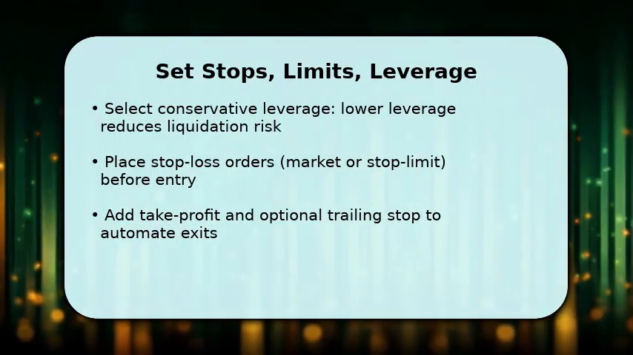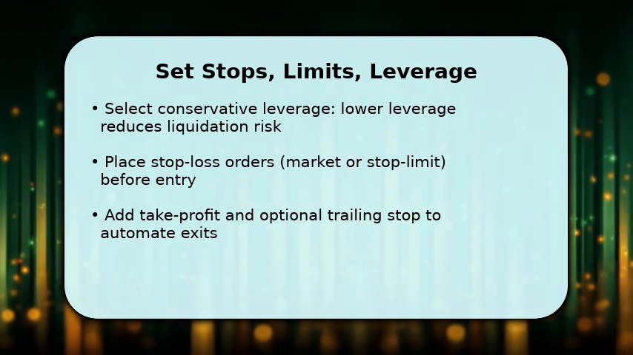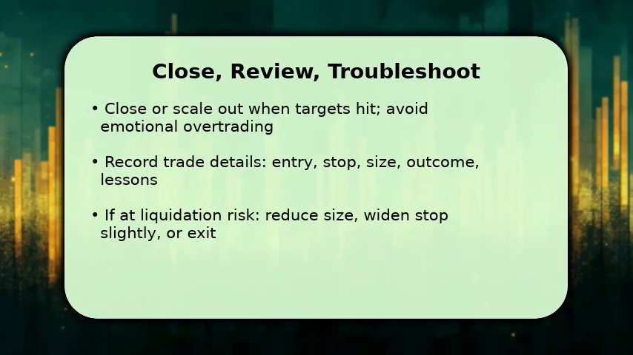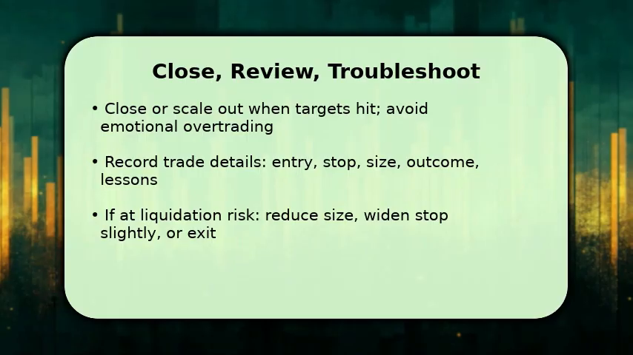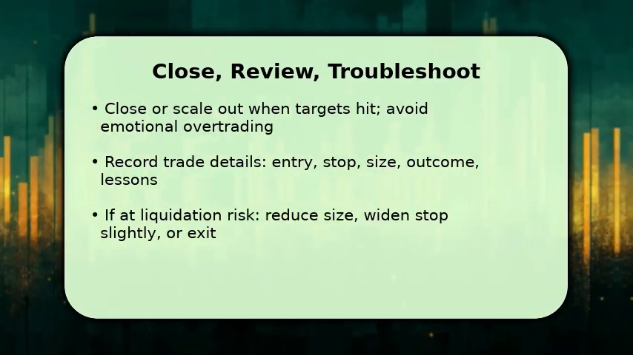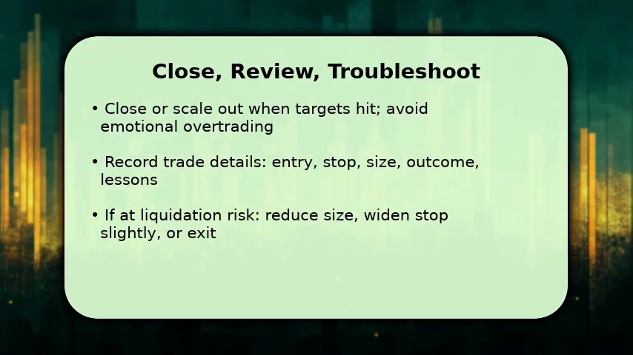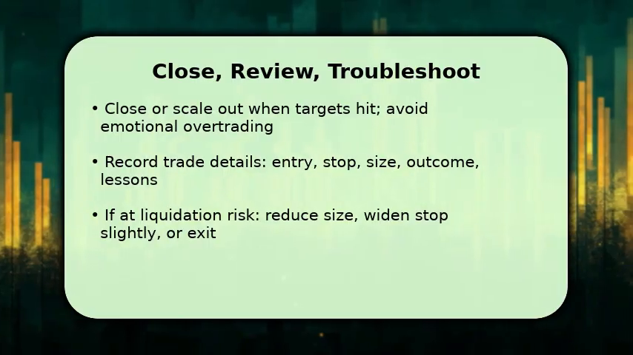Once your orders are active, monitor funding rates and mark price exposure. Adjust stops or reduce size if the market moves against you. Finish each trade by executing your exit plan and logging what happened. If targets are hit, scale out or close to preserve gains. If stopped, accept the loss and move on. Then review your trade journal to refine position sizing, stop placement, and timeframe choices.